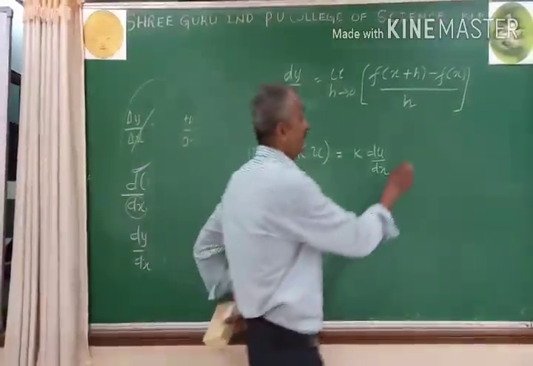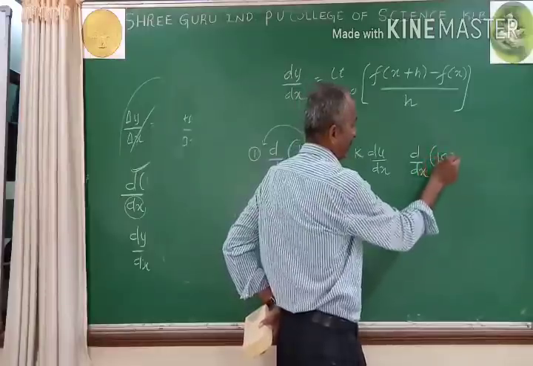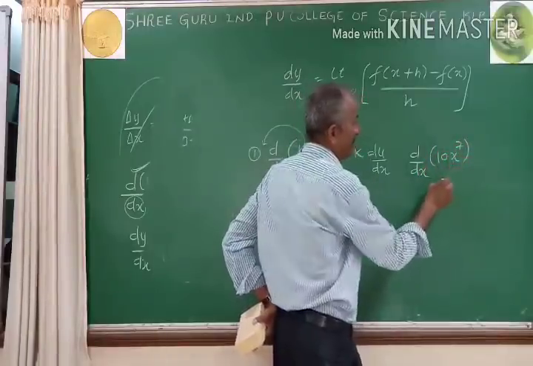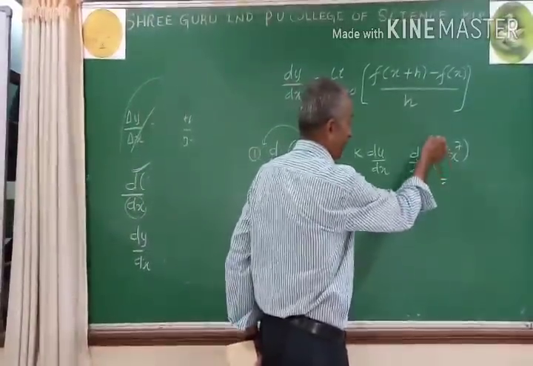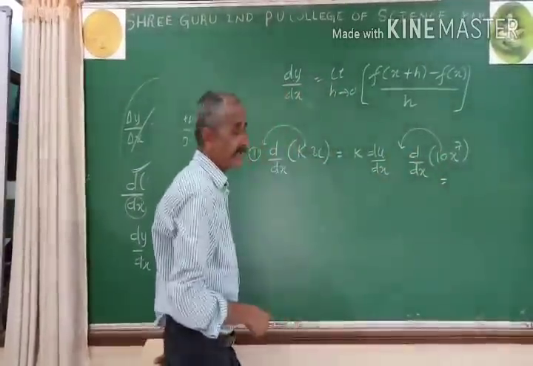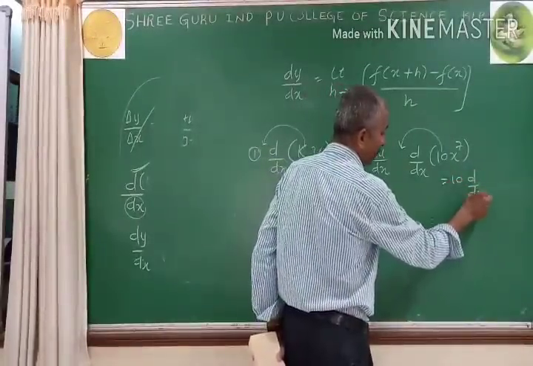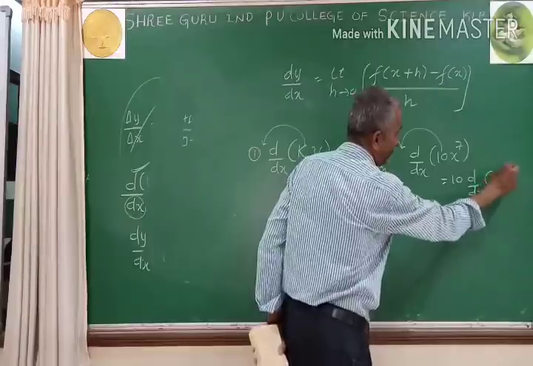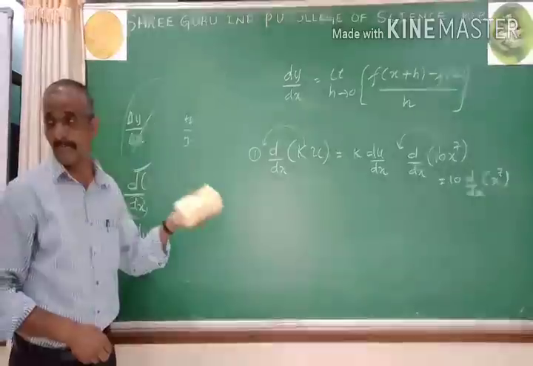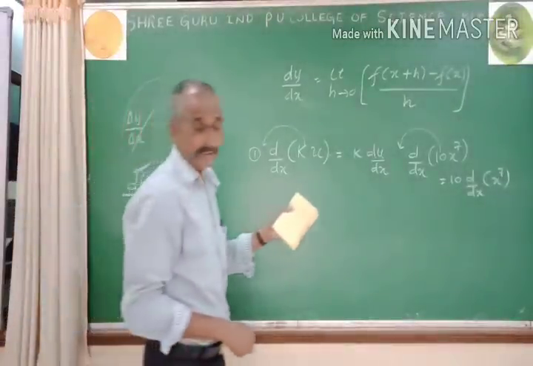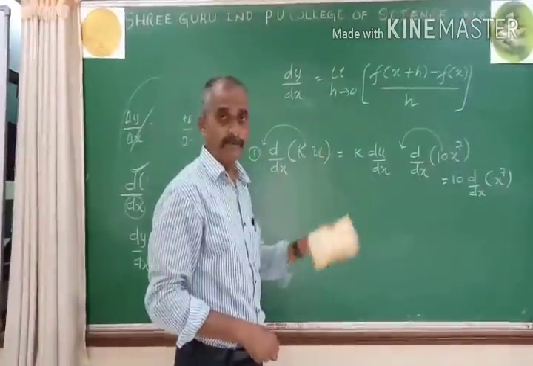For instance, d by dx of 10 into x to the power 7. By this rule, the constant 10 can be kept outside the differentiation, that is 10 into differentiation of x to the power of 7. And further, we can apply PUC first year formulas, namely the standard formula for differentiation of x to the power of n, n x to the power of n minus 1.